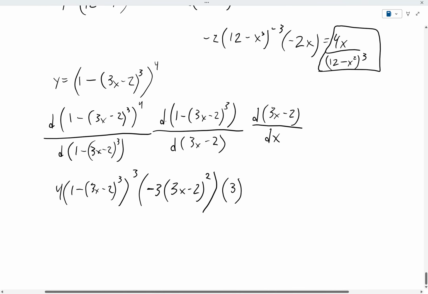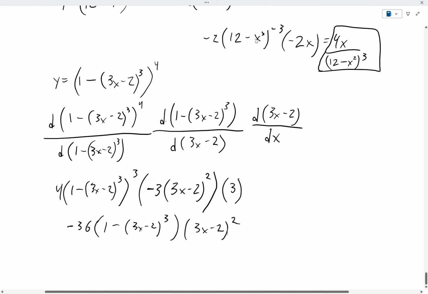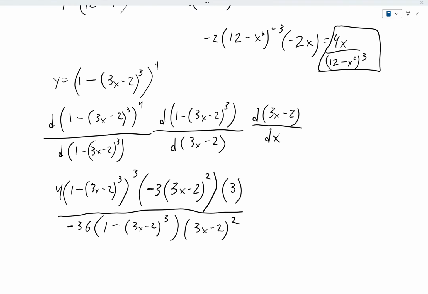And then this simplifies down a little bit, so we get negative 36 times 1 minus 3x minus 2 to the third times 3x minus 2 squared. So you could maybe simplify this down a little bit into some different form, but this is the correct answer right here. And as you can see, I just applied the chain rule a couple of times, and there we go.